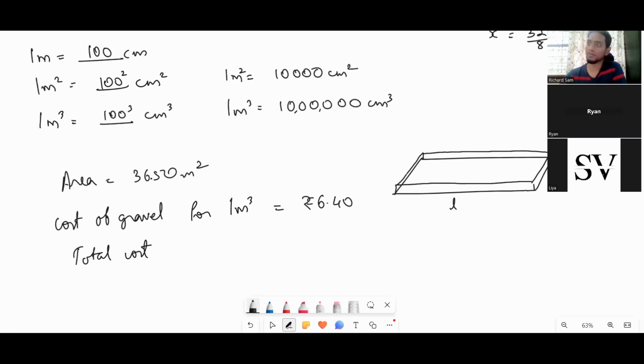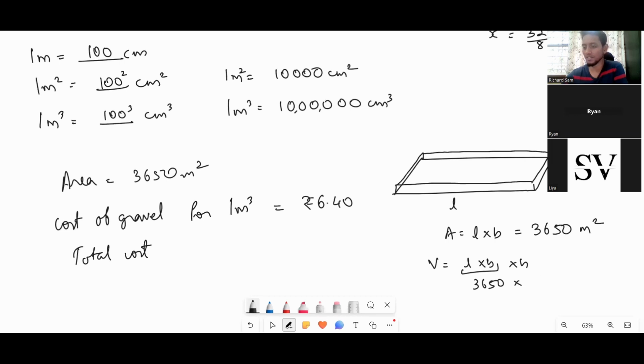But we know the area. And area is length into breadth. Right? So we know the length into breadth. We don't know length separately, breadth separately. We know the length into breadth. How much is the length into breadth? 3650. The area is length into breadth, which is 3650 meter square. Did you understand? So if you multiply this into the height, what will we get? The volume. The formula for volume is length into breadth into height. Now we know the length into breadth, that is 3650. If you multiply that with the height, what's the height?